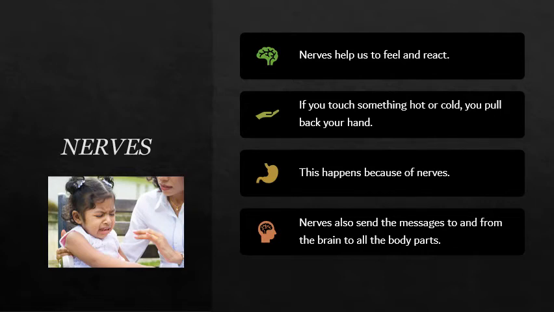If you touch something hot or cold, you suddenly pull back your hand. If you're touching fire, a candle, a lamp, or anything hot, you'll pull back your hand. That happens because of the nerves only. Nerves send messages to and from the brain to all the body parts.